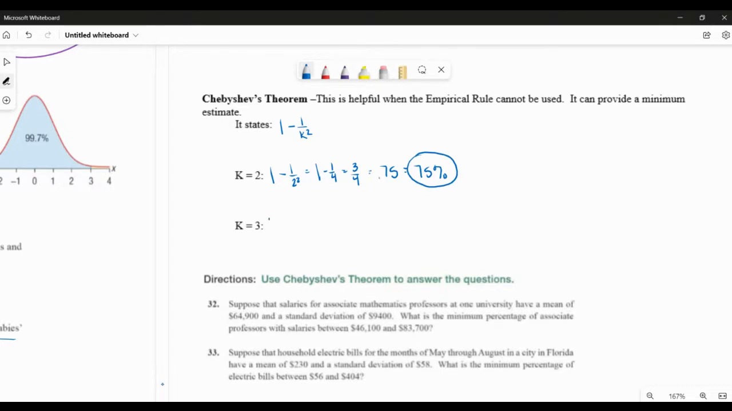If k is 3, that'll be 1 minus 1 over 3 squared. That's 1 minus 1/9, which is 8/9. That decimal is 0.8888, on and on and on. So we can say 88.9%. So all of our answers for these Chebyshev problems are either going to be 75 or 88.9. One of the two.